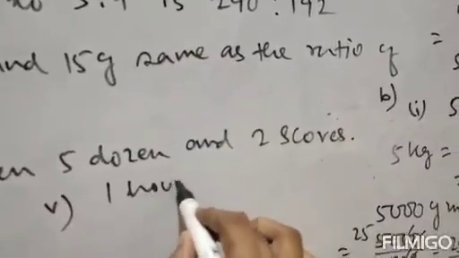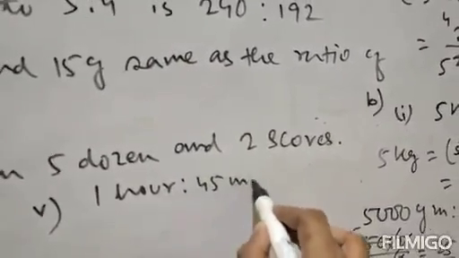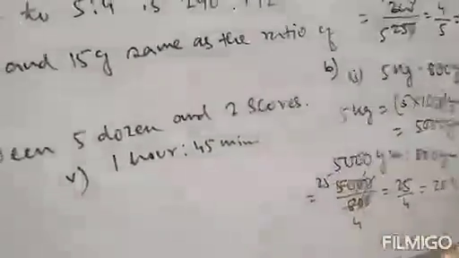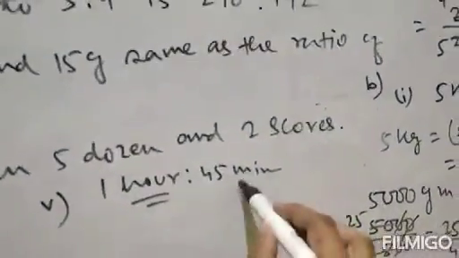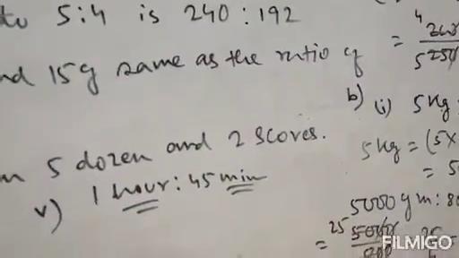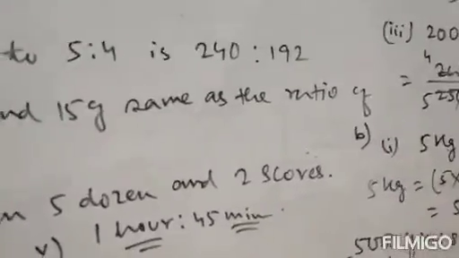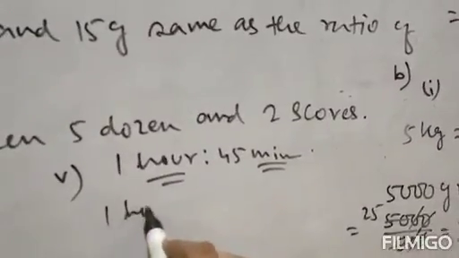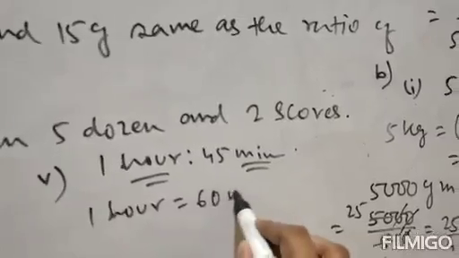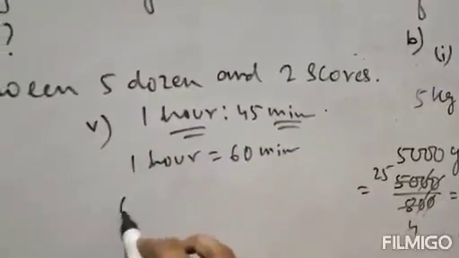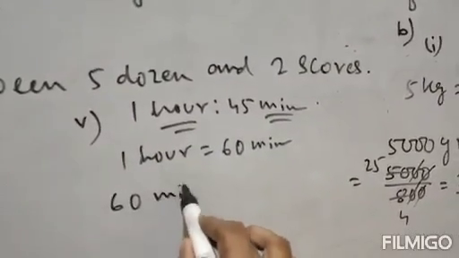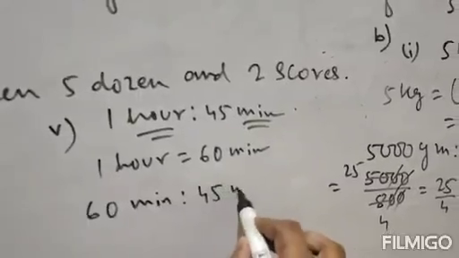Next, question number 5. 1 hour is to 45 minutes. Here the same logic will be applied. This is hour, this is minute. You cannot compare them, so first convert minute into hour or hour into minute. 1 hour means 60 minutes. So write 60 minutes in place of hour. That means 60 minutes is to 45 minutes.